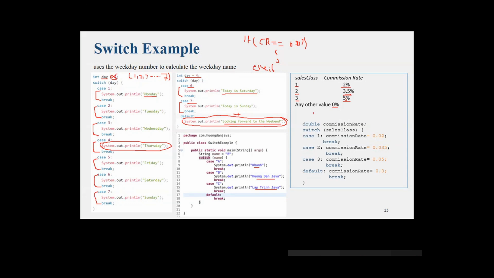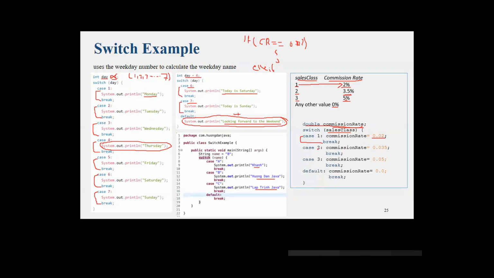You can use a switch. It's much better. Use switch this way. Double commission, which is the commission rate, and this is the variable. So switch for the sales class, and the sales class is the expression that we will use to decide which block we will execute. If the sales class is 1, we give him 2%. Then case 1, if it's 1, the commission rate equals 2%, and that's it, this is the end.